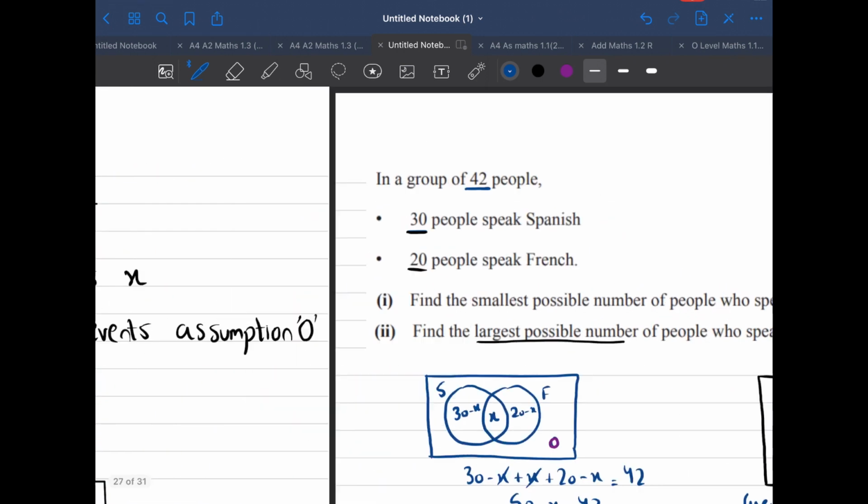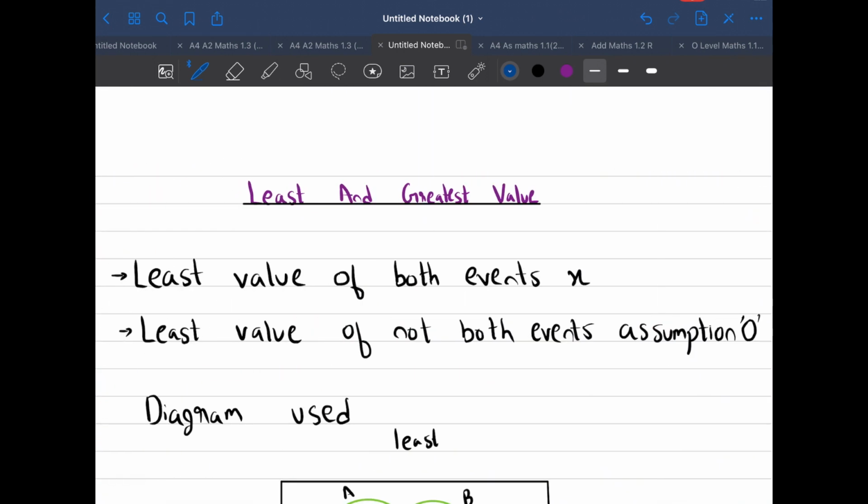So this was the concept of least and greatest value of both events or not both events. But there is more about least and greatest value other than both events and not both events, which I'm doing in the other lesson.